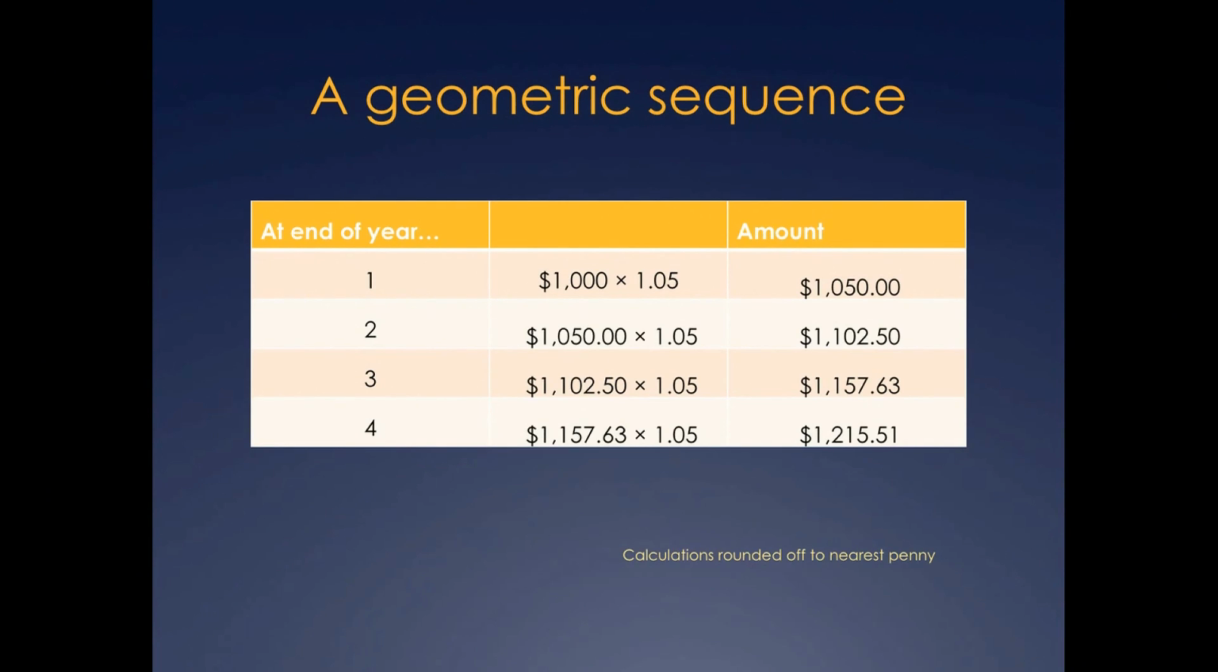Okay, and then you can easily go on to the end of 2 years or 3 years or 4 years. All you ever do is you take the amount at the end of the previous year and you multiply it by 1.05. Right? We took 1,000, we multiplied it by 1.05. That gave us the amount 1,050. Now we take 1,050, we multiply by 1.05. That gives us 1,102.50. And so I continue on in that same way, always multiplying by 1.05.